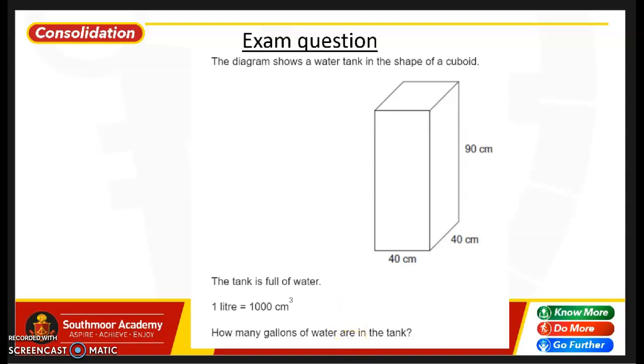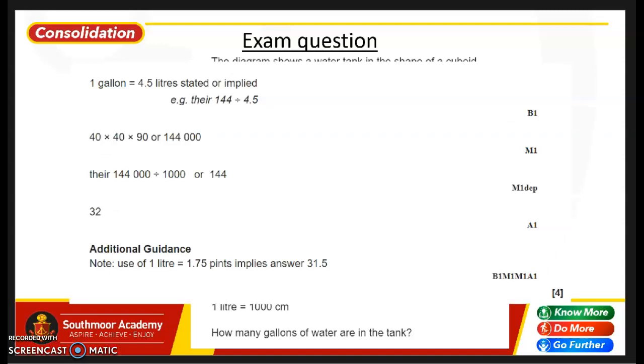I'm going to put the mark scheme up on the board now, so pause the video if you need to. Okay, so 1 gallon is equal to 4.5 litres. Then you need to do this, 40 times 40 times 90, and then you need to do that value divided by 1,000. And you should get an answer of 32 there. So you get a mark for having 144 and a final answer of 32.